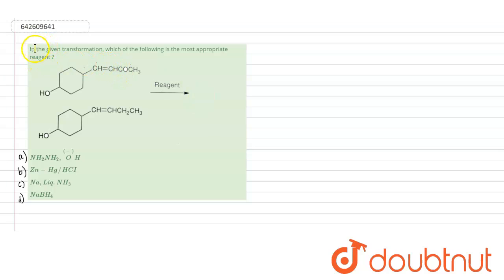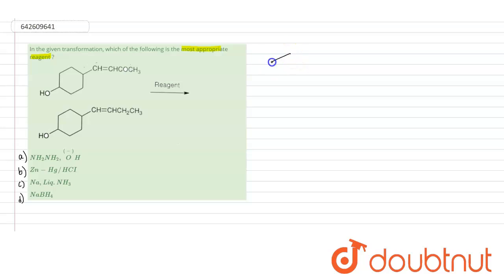Hello. So the question says that in the given transformation, which of the following is the most appropriate reagent? These are the reagents given in the options. From these we have to tell which is the most appropriate reagent for this transformation. So let me draw this transformation.